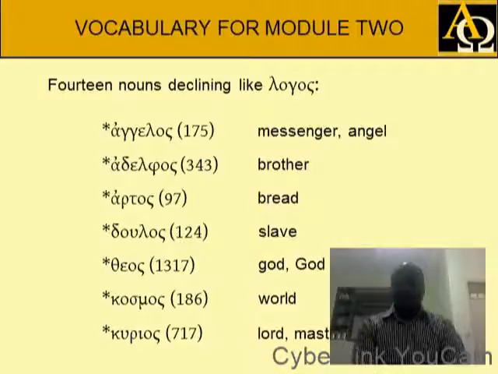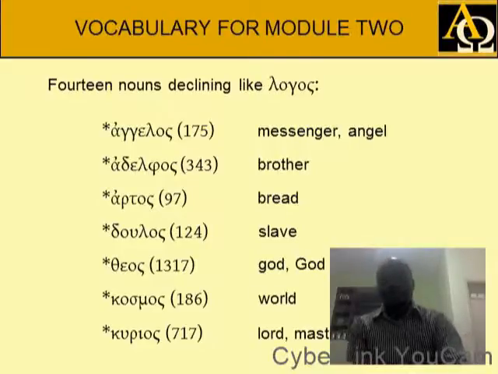Adelphos is brother. Artos is bread. Doulos is slave. Theos, God. As a theology student, you certainly must know the Greek word for God. It's the word theos. By the way, that's where we get the word theology. So theology is the word about God. So logos is word, theos is God. Cosmos is world. That's where you get the word cosmology.